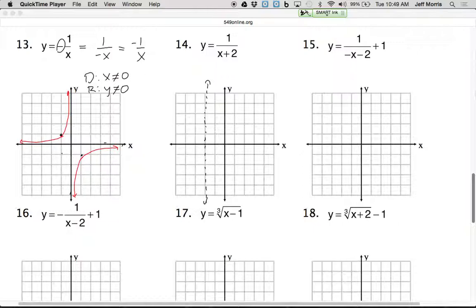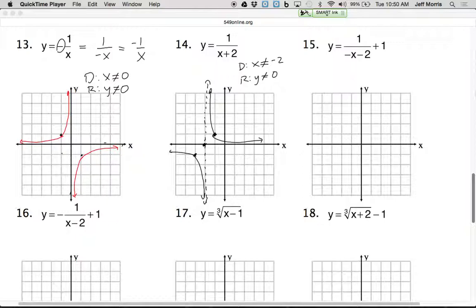So then I go to where the two asymptotes cross, which is right here. And then I go right one, up one, and left one, down one, because it didn't flip, and I draw my boomerangs. So then domain is what? X cannot equal what? Negative 2. And then range. All right, x cannot equal negative 2 and y cannot equal 0.